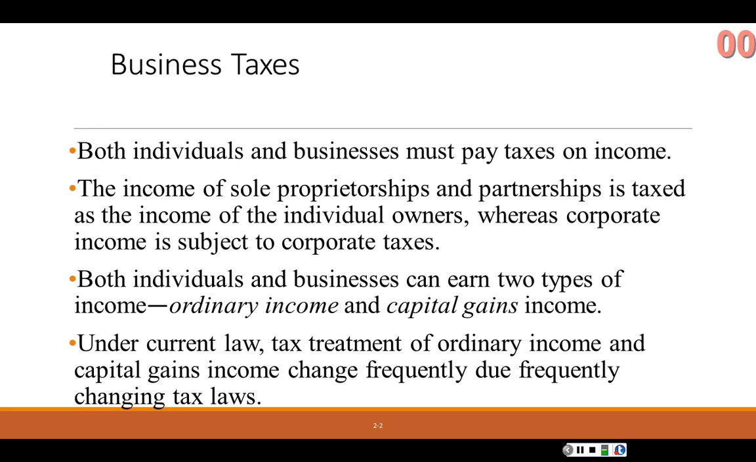The first item that we will cover concerns taxation. Individuals and businesses have to pay taxes on the income that they receive. The income earned by sole proprietors and partners is taxed at personal income tax rates. Corporate income, however, is subject to corporate taxation. Individuals and businesses can earn two types of income, ordinary and capital gains, and we'll cover those in more depth in a few minutes.